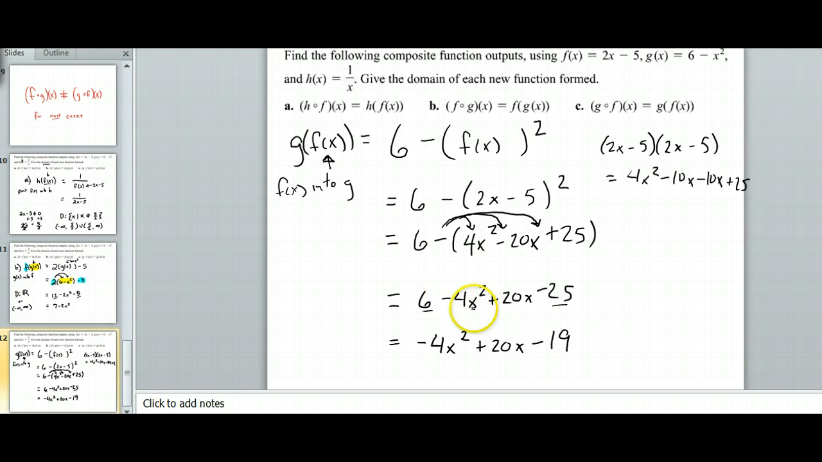Alright, and there's our composed function. Right? Domain of this, again, no division by 0, no radical symbols to worry about, so we get our real numbers once again. Alright, negative infinity to positive infinity in interval notation.